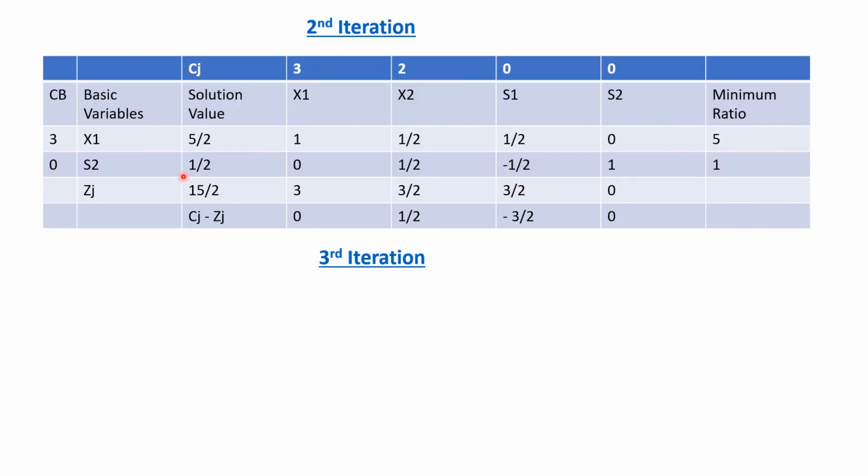Next is, as we can see, there is a positive element in the Cj minus Zj, and since it's a case of maximization, there is a further scope of improvement, and hence x2 will be entering. If x2 is entering, so we have computed the minimum ratio 5 and 1, S2 will be leaving. So we are trying to make the third table based on the second table.